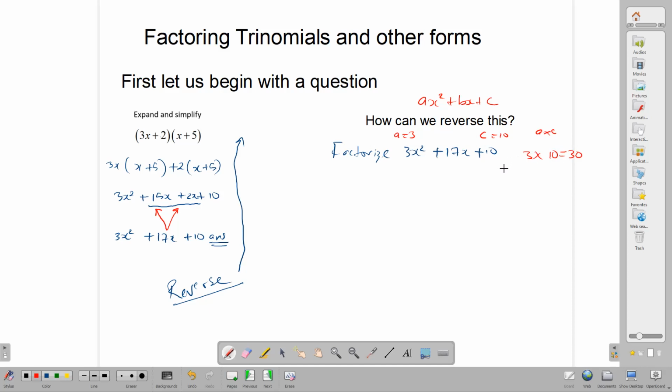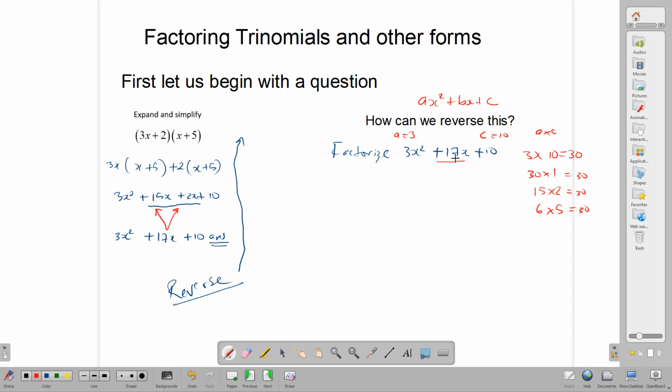Now we need to find some pairs of factors that give 30. These are 30 times 1, 15 times 2, and 6 times 5. All these factors multiply to give us 30. Now we need to look at another condition. One of these pairs will add to give the 17x. And because this question has only positive numbers, we definitely are going to look for two numbers that add to give 17. In questions that have a negative in one of the terms, we may also look at number pairs that subtract to give this middle term.